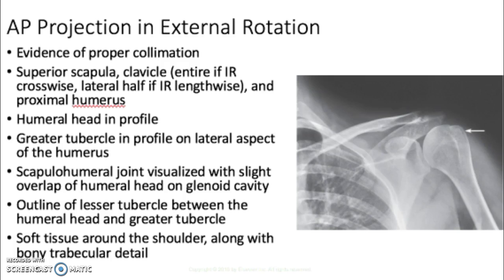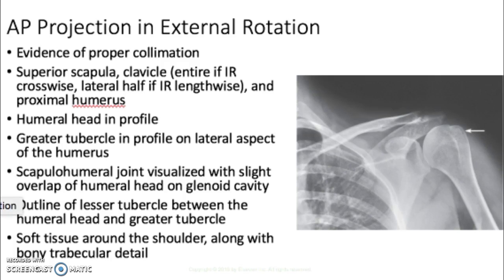All right, when you're looking at your image evaluation for external rotation, these are the criteria that you're going to need to see when you're evaluating your image. Most of the rest of these slides are regarding image evaluation, so you know what to correct if it's not perfectly positioned.